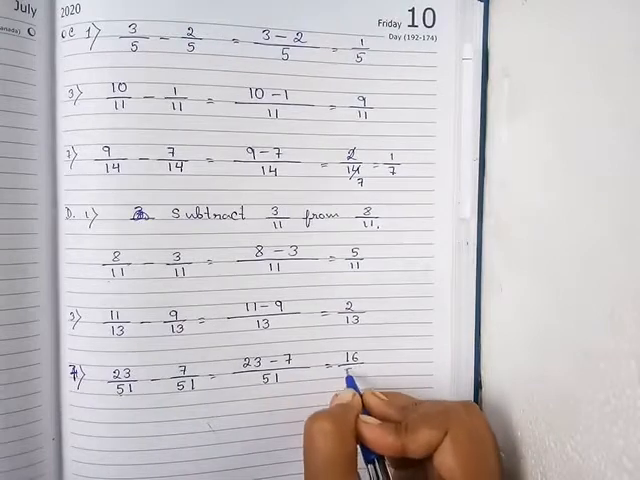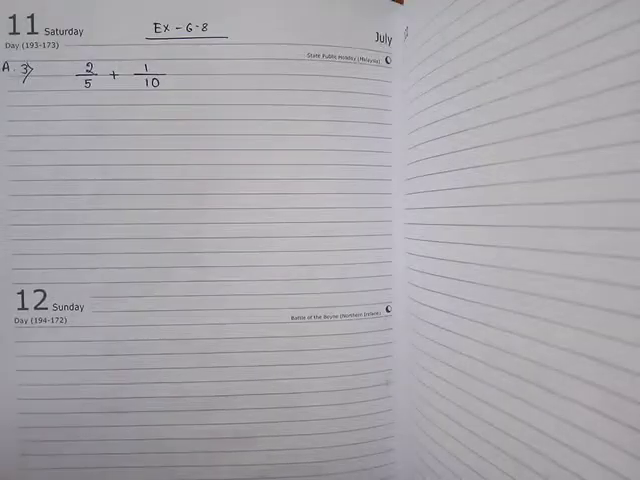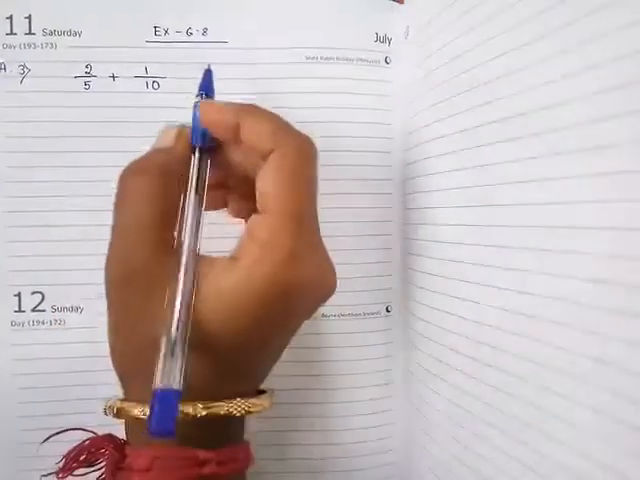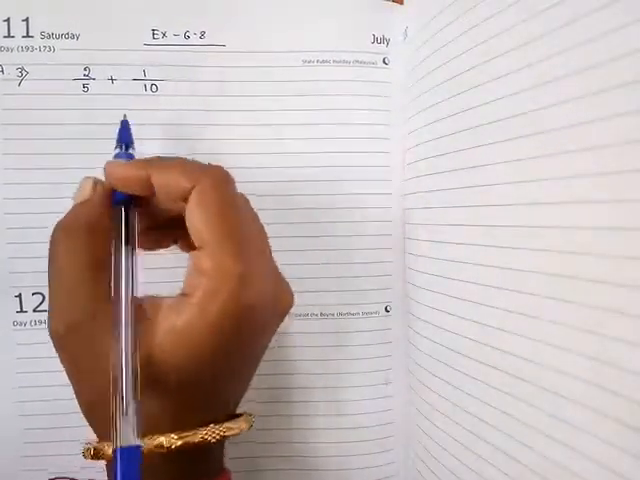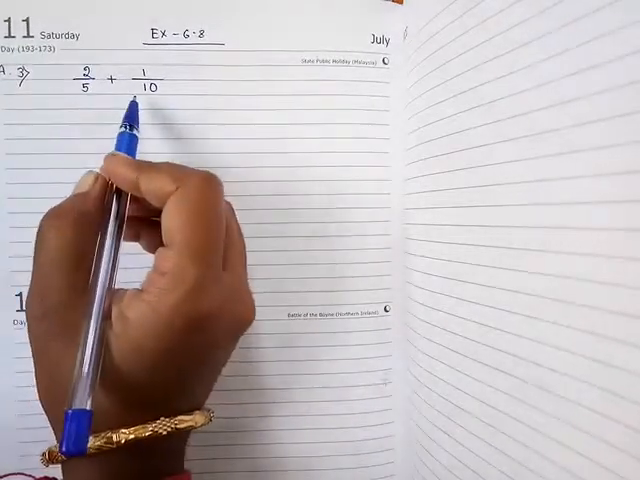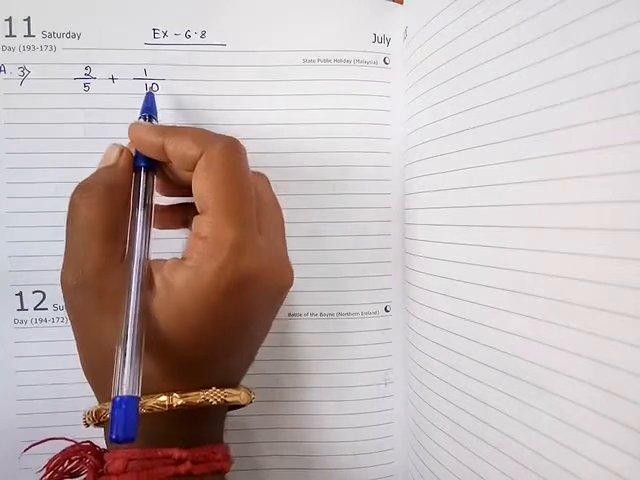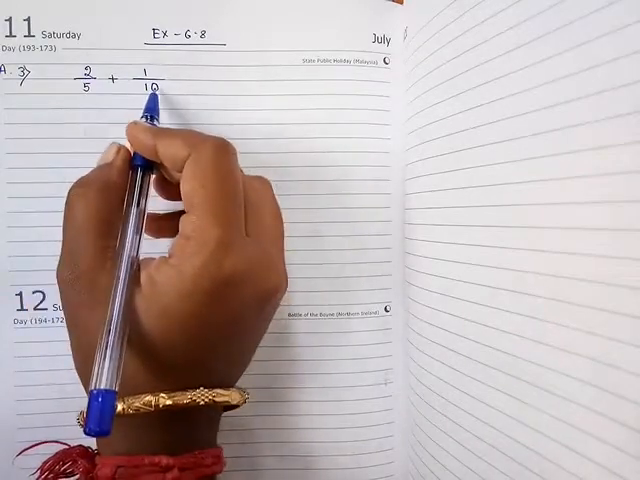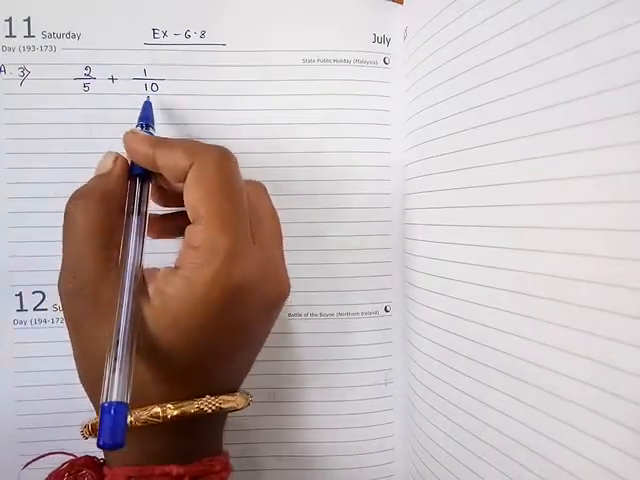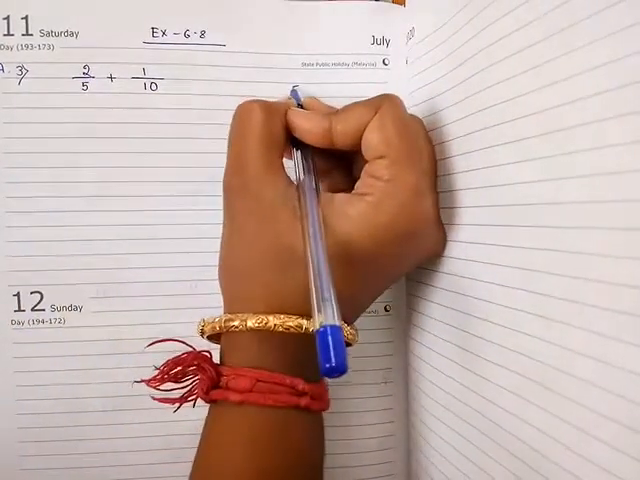16 by 51. So this is my answer. Now I will start exercise 6.8. It is also an addition of fractions. But here these are not like fractions because denominators are different. When we are adding two fractions and denominators are different, first we will find the LCM of the denominators.